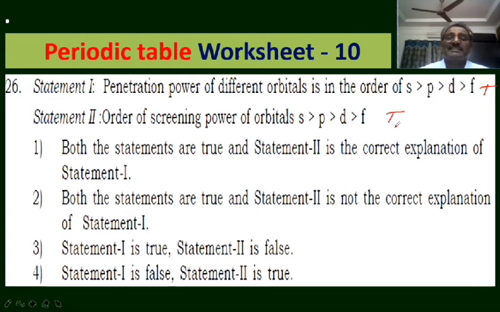As the penetration power is more, the screening effect is more. The first statement is explaining the second statement, but the second statement is not the correct explanation of the first statement here. If these two statements are reversed, then option 1 will be the right option. But now statement 2 is not explaining statement 1. So the second option will be the right option here.